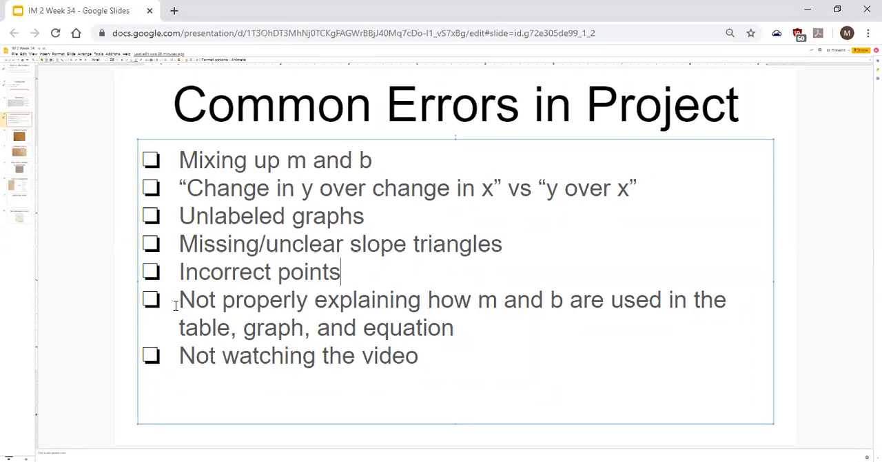The next thing is not properly explaining how M and B are used in the table, graph, and equation. The explanation is super short, so it doesn't really show a deep level of understanding. And then lastly, not watching the video. When we read your work, we can easily tell if you watched the video or not, because if you watch the video, your ability to follow instructions is a lot stronger than those who did not watch it, where we're like, did you even follow instructions? So please make sure you're watching the video.